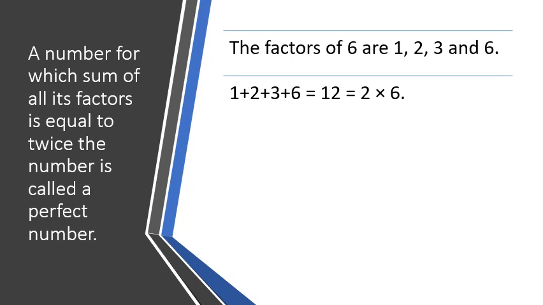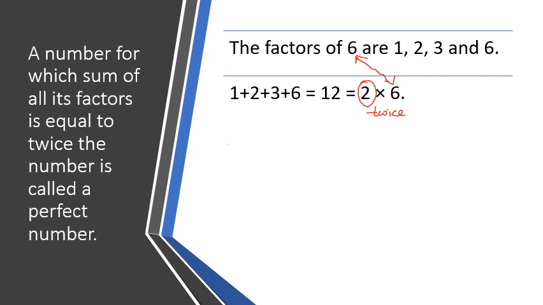Are you following, children? Now you see here, our number is 6 and we are multiplying 6 by 2. Can you see this? So this is what we said. We are multiplying it by 2. 2 means it is twice. Twice means multiply by 2. So that is what is written here.